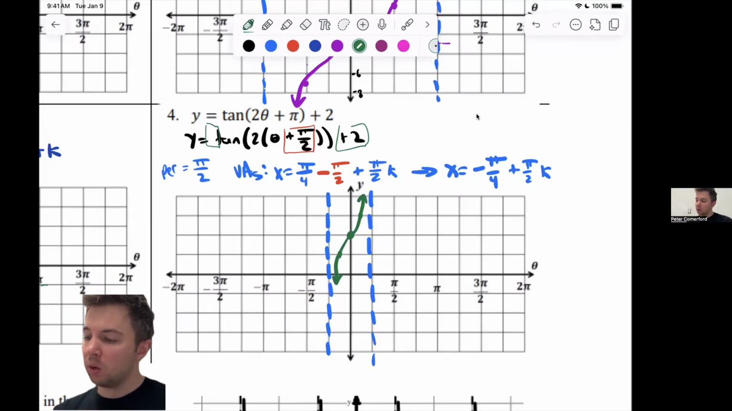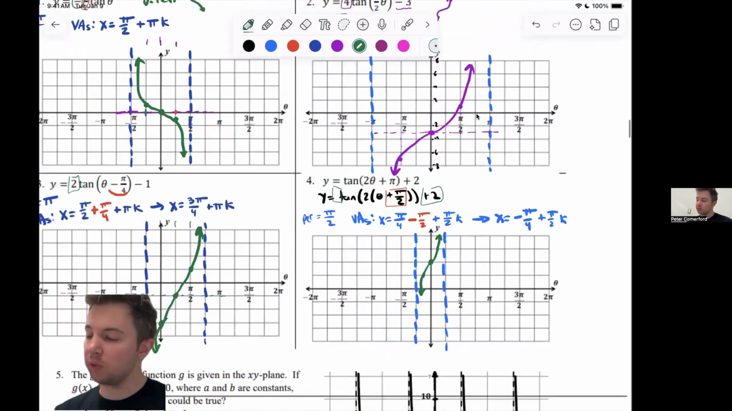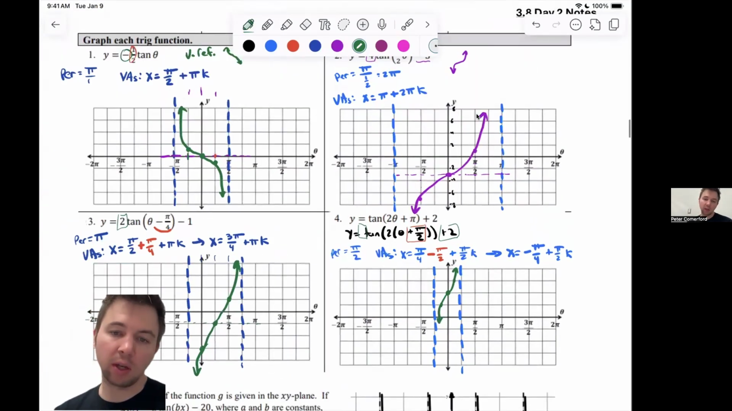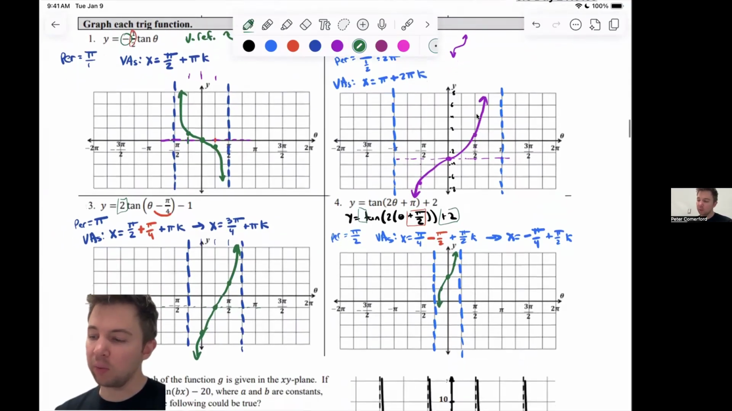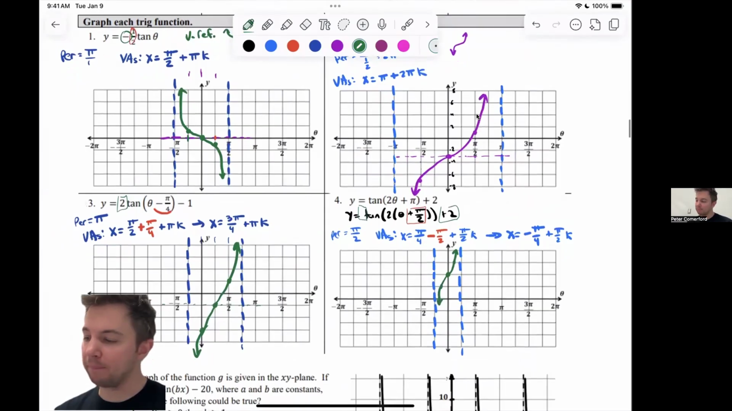Okay. Hopefully that helps with the graphing of them. For the rest of these, the notes are posted on the main answer key. Try these out. We'll make sure we go over stuff too when I get back. All right, thanks.